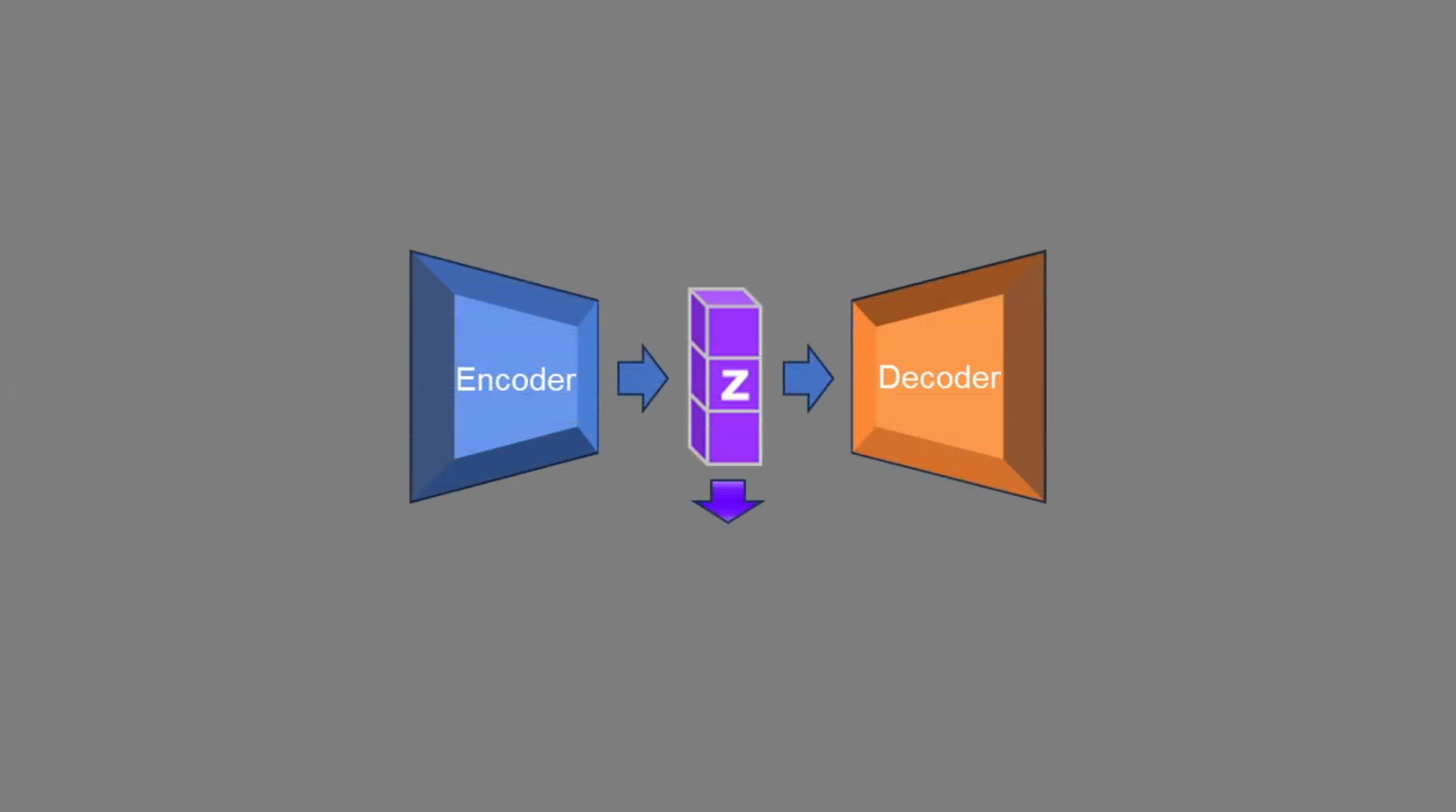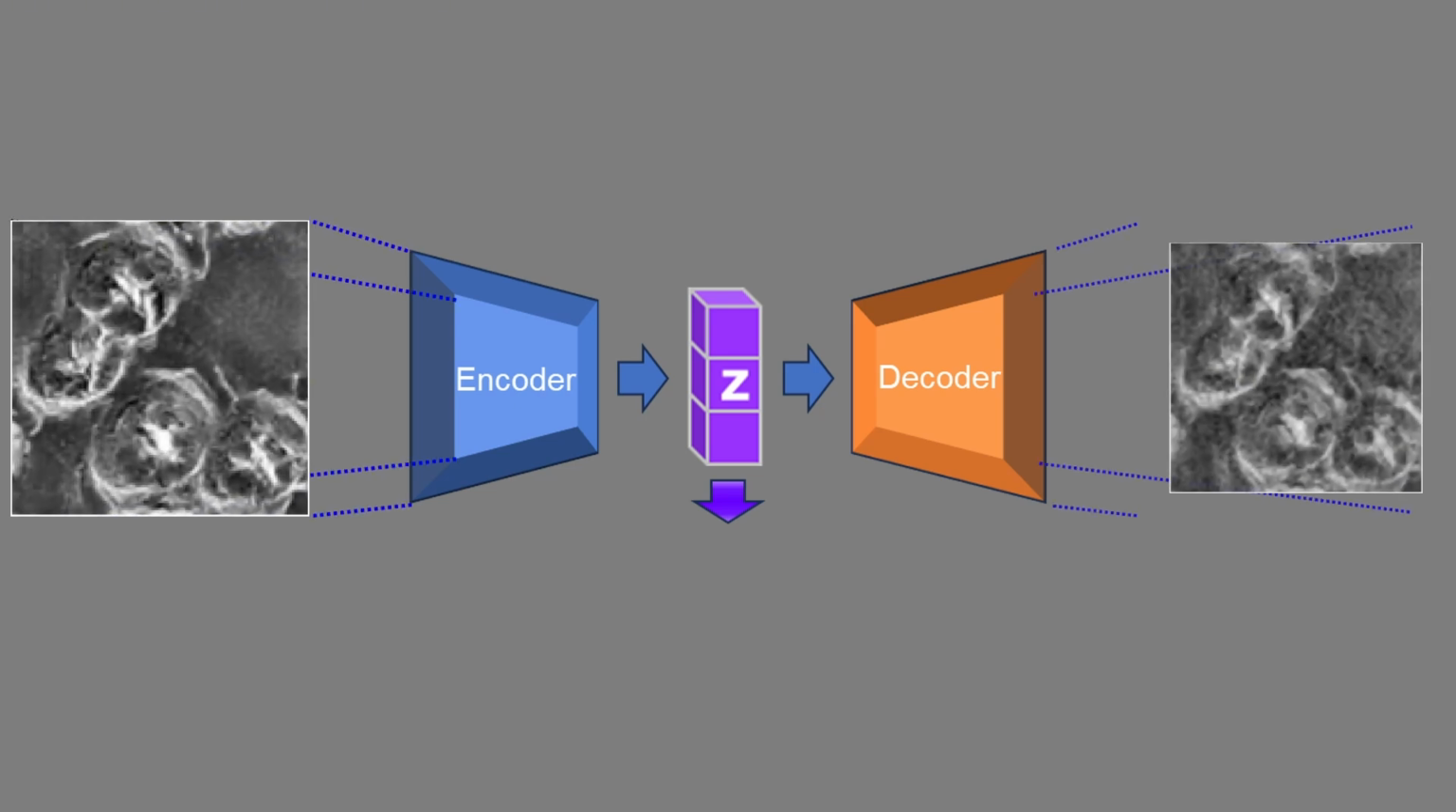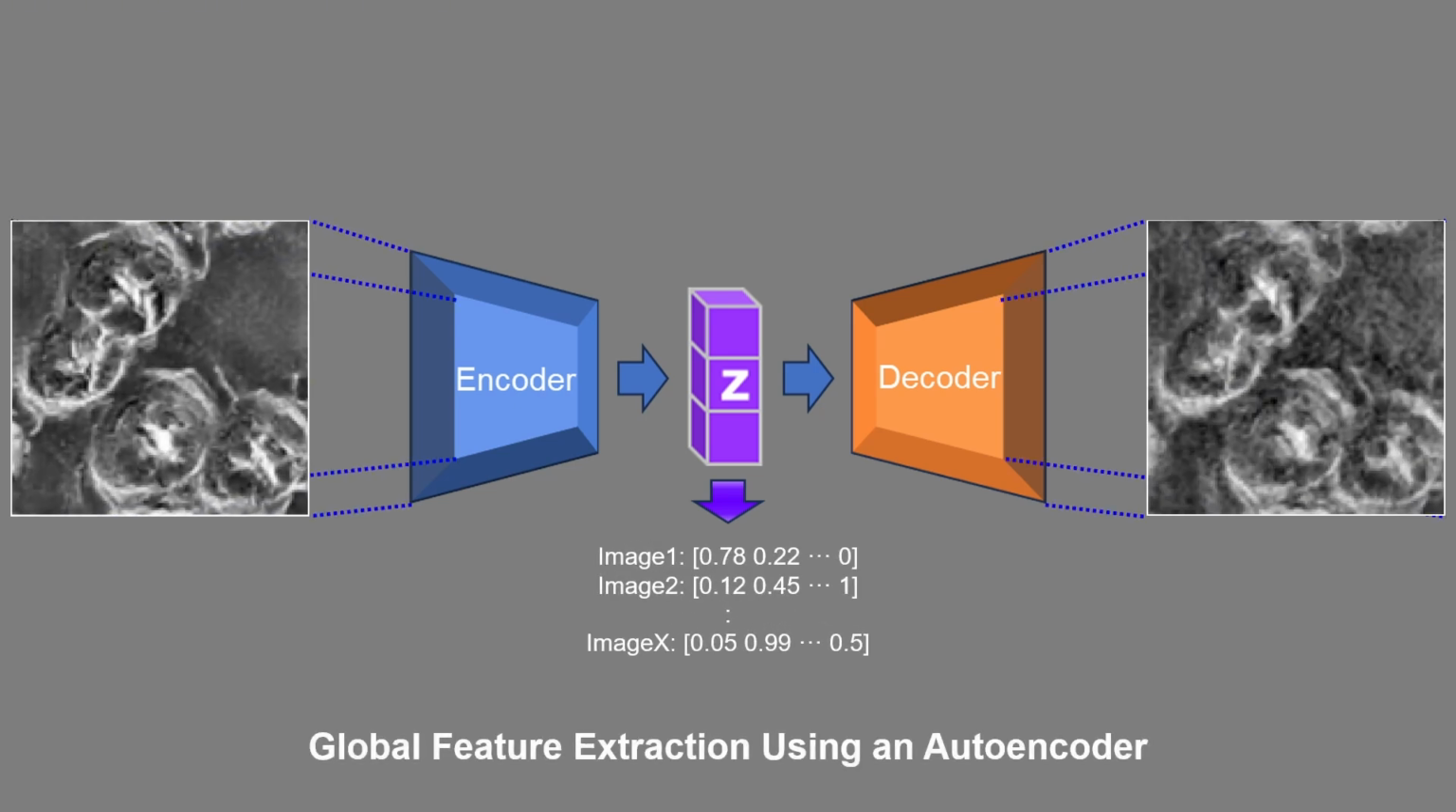Next, global features are extracted using an autoencoder. The image is compressed into a low-dimensional latent vector, which captures the overall structural characteristics.